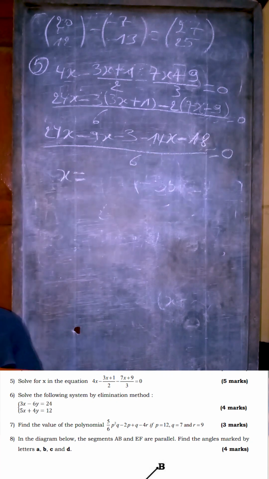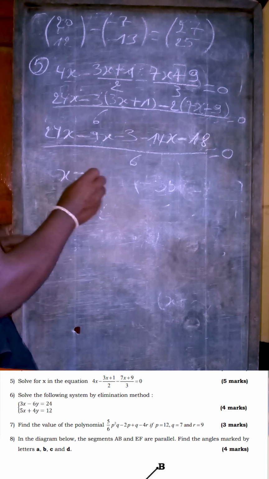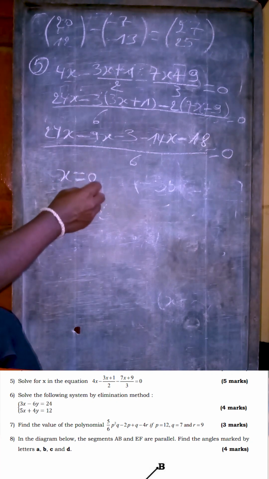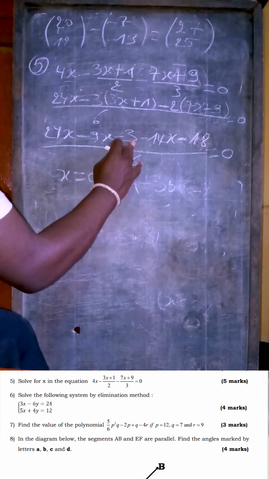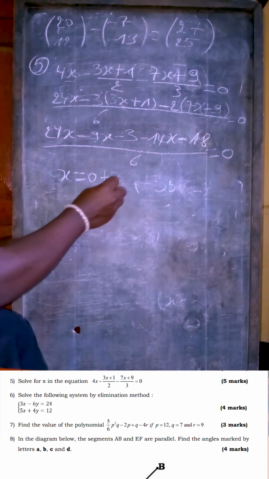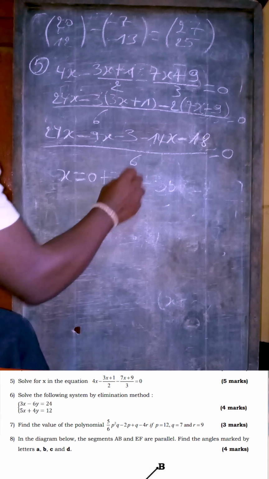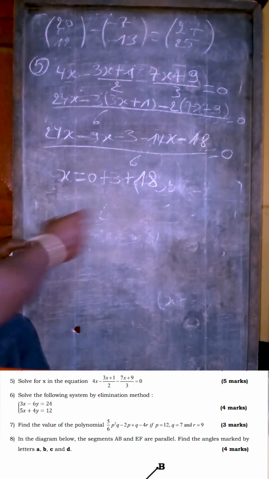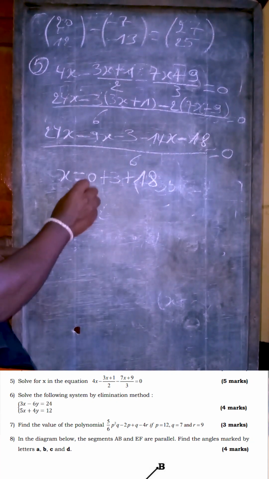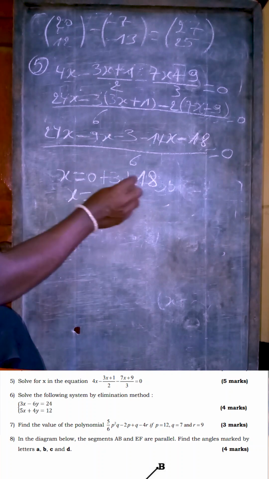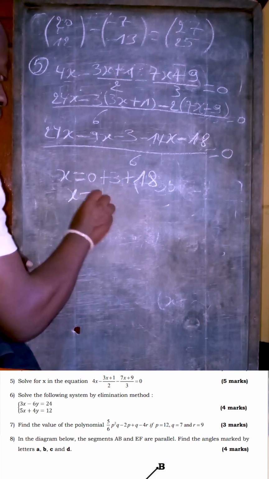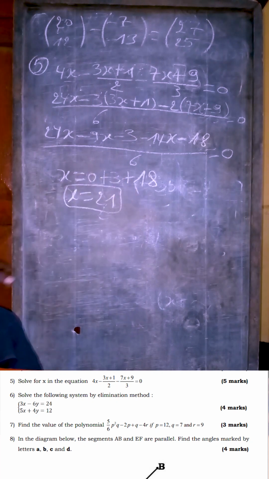It is only 1x, and 1x is equal to 6 times 0 as the cross product, as you know. It will remain as 0. Then 0 plus this 3, because it is going to change the sign, and then also plus 18. And then x is equal to 0 plus 3 plus 18, which is equal to 21. This is the value of x, as they asked to find it.